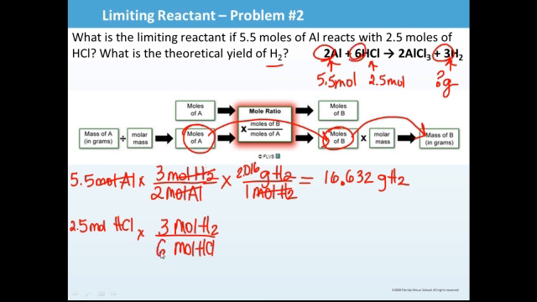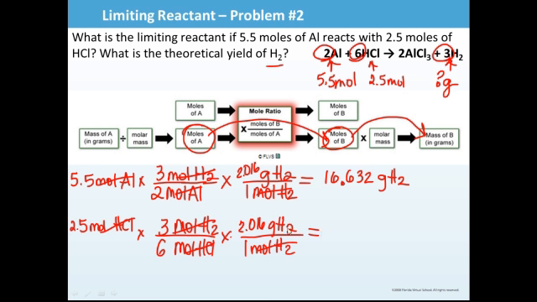HCl has a number 6, so our moles of HCl cancel. We have moles of hydrogen. We can convert moles of hydrogen to grams of hydrogen by using its molar mass. Notice how a lot of this problem is the same, isn't it? And hopefully that gets easier for you with time. The more you do on your own, the easier it will get.